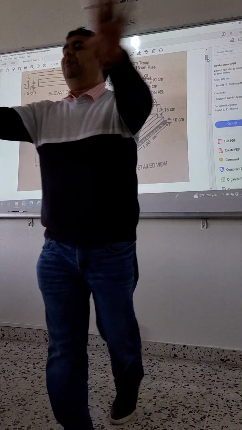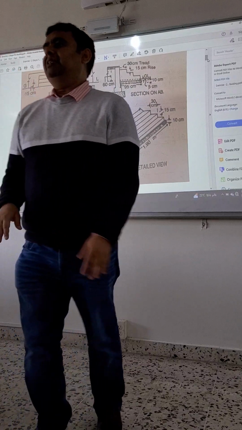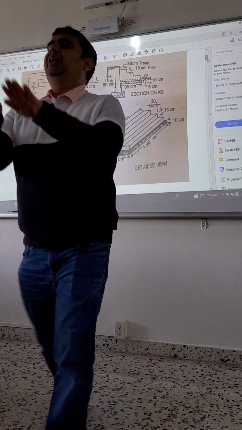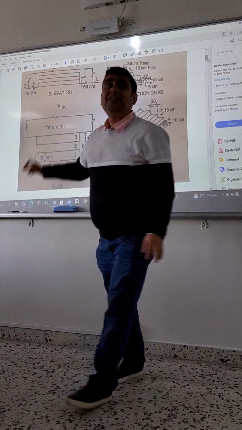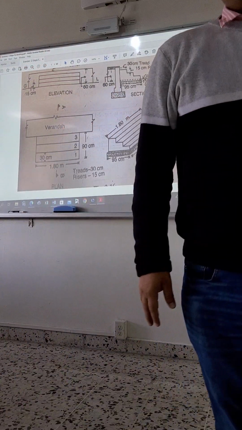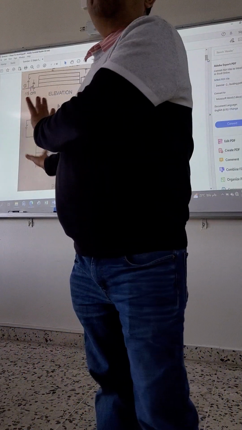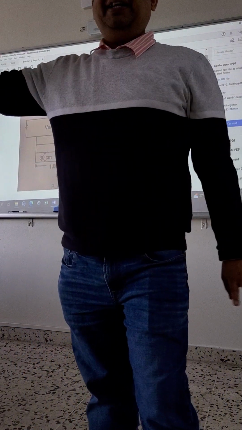Veranda means it is open space. Sometimes just like a majlis, if you are going here and then there is a majlis open space. So this is known as open space. Clear? Also in veranda we have to make some finishing. Yeah, veranda is another thing. That is another. We are talking about these steps. So leave it, veranda.